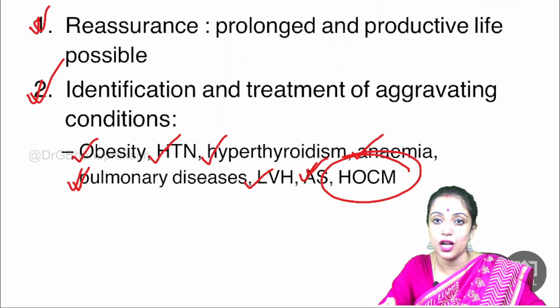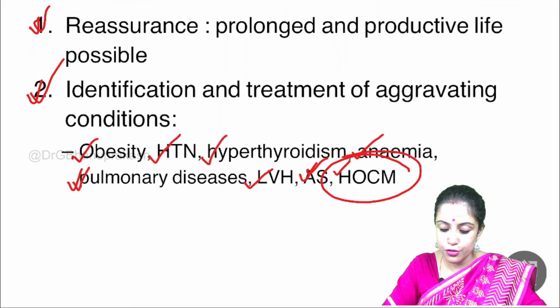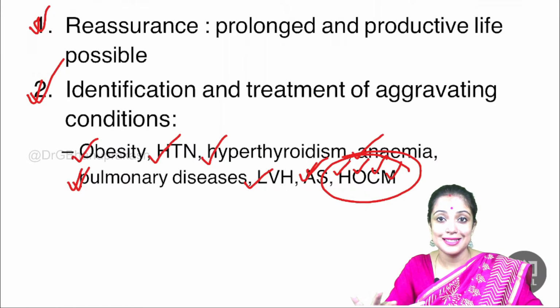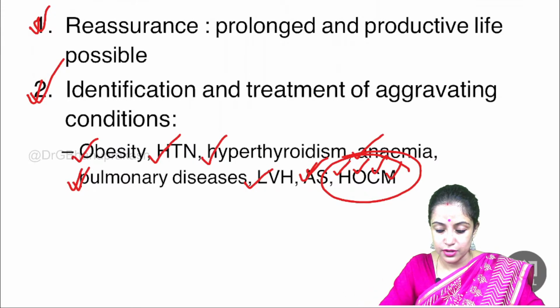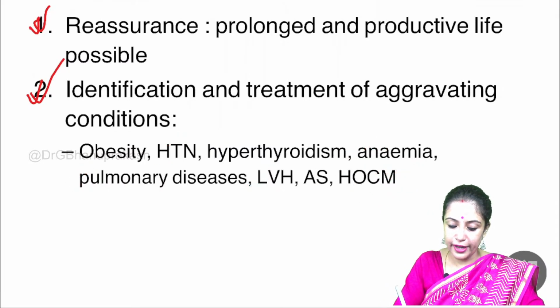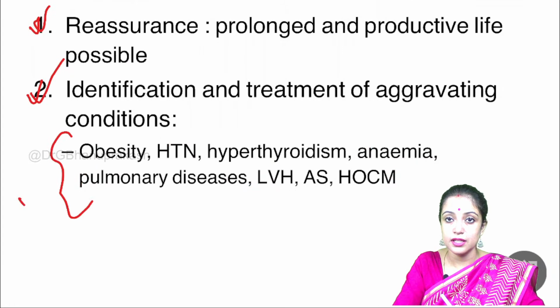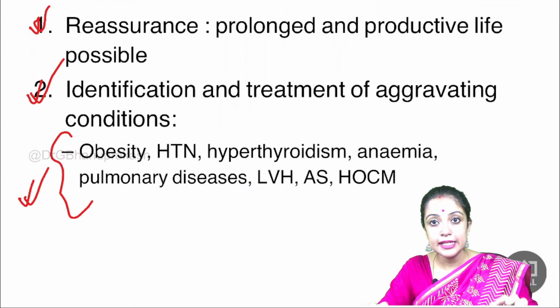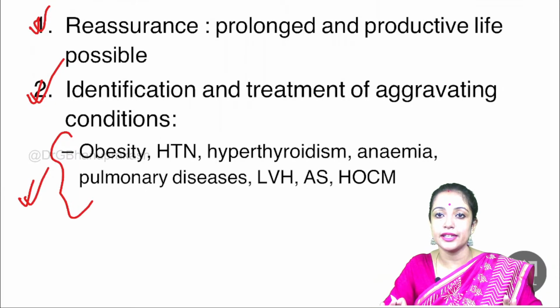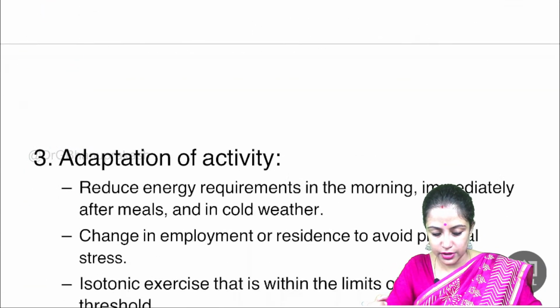HOCM, hypertrophic obstructive cardiomyopathy. I will talk about all these diseases in detail in my upcoming lectures. For now, just know that these are the aggravating factors for coronary artery disease, and we need to find out these aggravating factors and control or treat them. First reassure, then find out the aggravating factor and the condition.